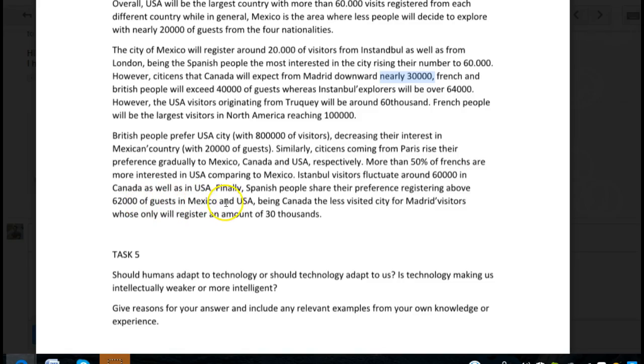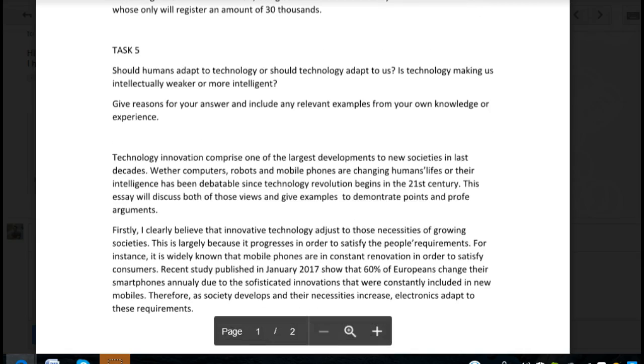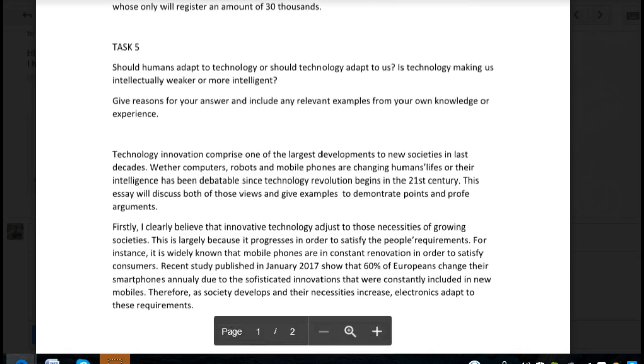"62,000 of guests in Mexico and USA, being Canada the less visited city for Madrid's visitors, whose only will register an amount of 30,000." Okay, Nina, I'm just going to ask you to rewrite this entire sentence now that we've talked about how you've analyzed the task and what you need to do. Just rewrite it because it's hard to follow, it's inaccurate, and I'd rather you just try to rephrase it now that you know what the task is trying to actually accomplish.